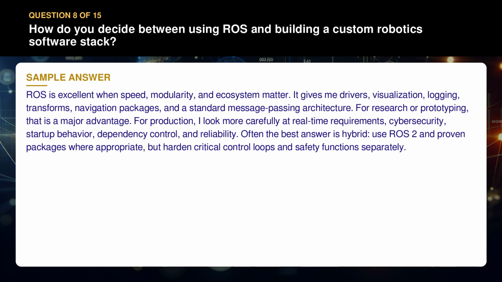ROS is excellent when speed, modularity, and ecosystem matter. It gives me drivers, visualization, logging, transforms, navigation packages, and a standard message passing architecture. For research or prototyping, that is a major advantage. For production, I look more carefully at real-time requirements, cybersecurity, startup behavior, dependency control, and reliability. Often the best answer is hybrid. Use ROS2 and proven packages where appropriate, but harden critical control loops and safety functions separately.